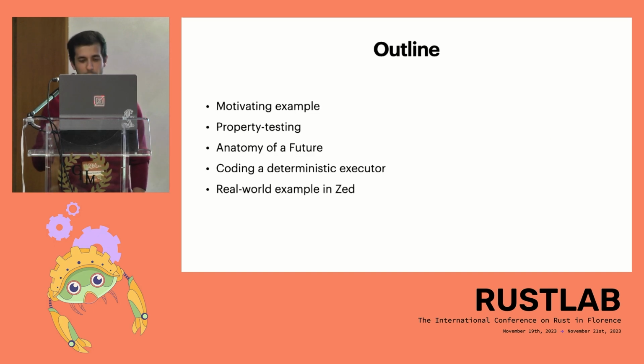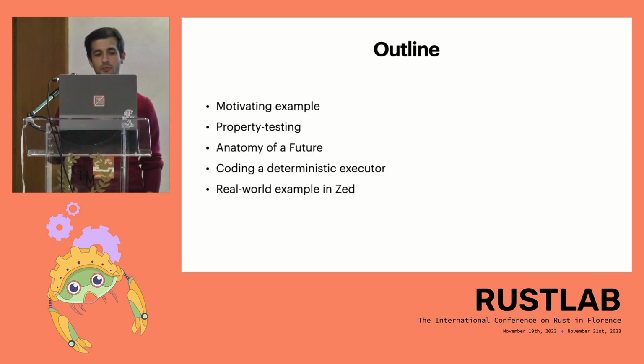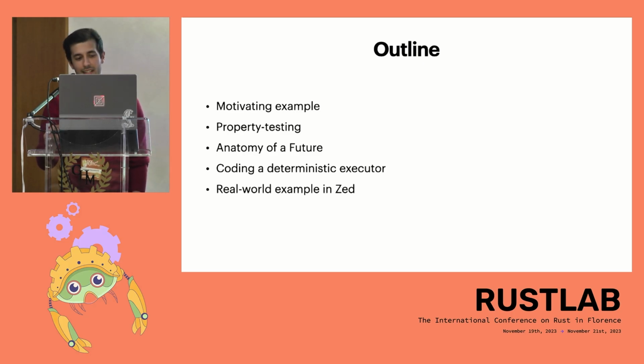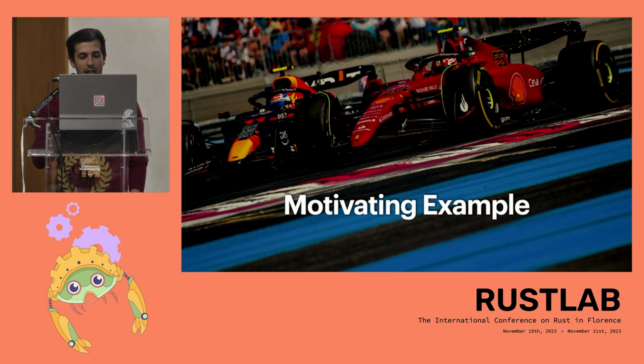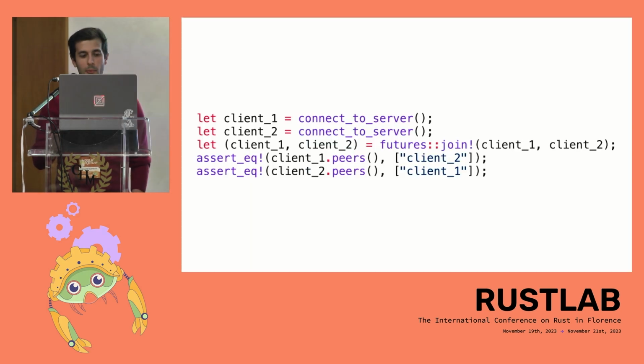This is a little bit of a preview of what we're going to talk about. We're going to start with a motivating example to back that claim. Then we're going to look into a seemingly orthogonal topic like property testing, and then we're going to look into how futures work in Rust. With that knowledge, we're going to live code a deterministic executor together. And then we're going to look at some real-world examples in Zed of how we use this technique to verify async code. So let's start with a motivating example.